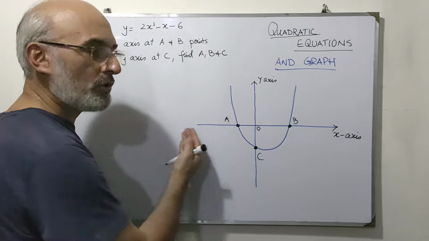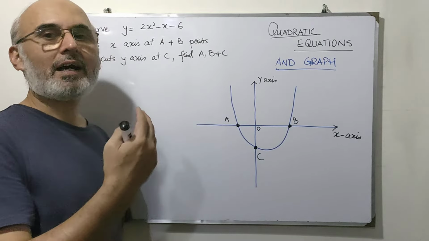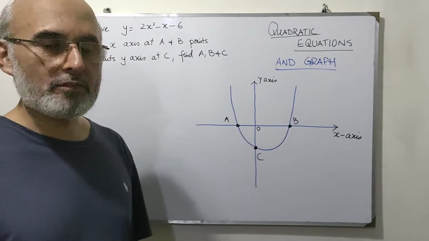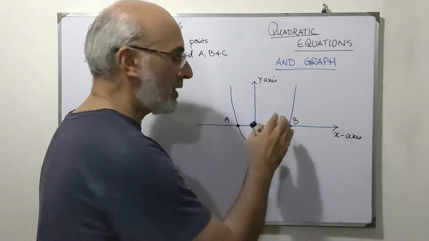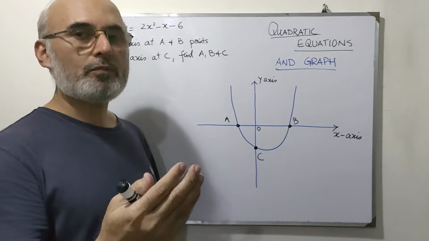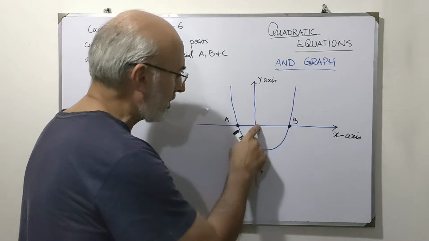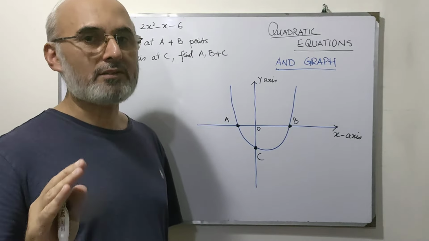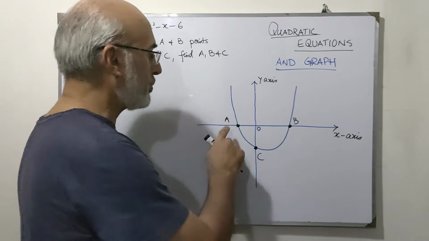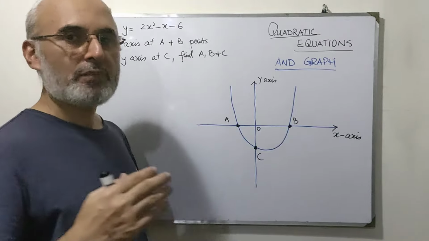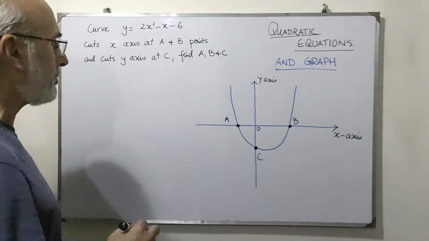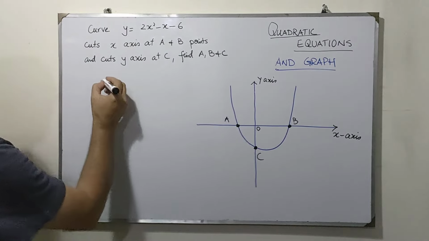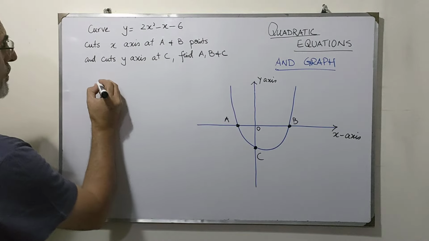As you move left of the origin, x is negative. When you move right of the origin, x is positive. So at A and B, we are going to have some value for x, but since we are on the line, the value for y is going to remain 0. So when we want to find the values for A and B, what are we going to do? This y is 0.